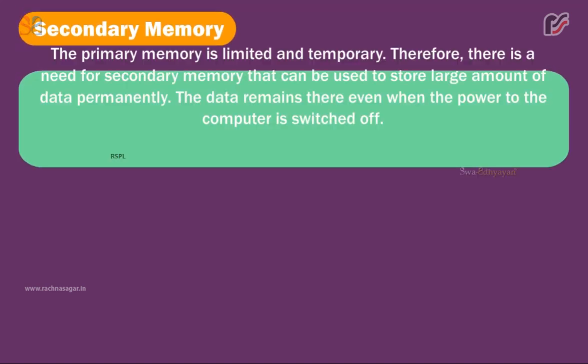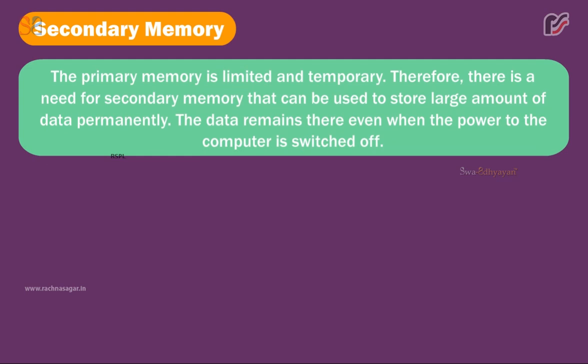Secondary memory. The primary memory is limited and temporary. Therefore, there is a need for secondary memory that can be used to store large amounts of data permanently. The data remains there even when the power to the computer is switched off.